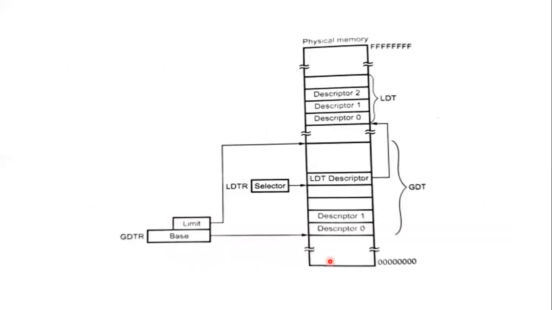Here is the diagram. Now we'll relate it very properly. See, the diagram for the LDTR is very different from GDTR and IDTR. This is nothing but the 32-bit base address. It will contain the base address and the 16-bit limit. Okay, this is the 16-bit limit. This is nothing but the GDTR, Global Descriptor Table Register.